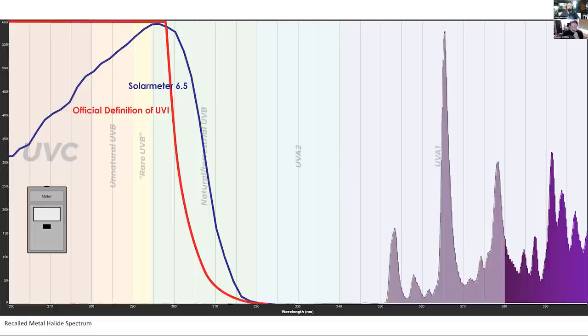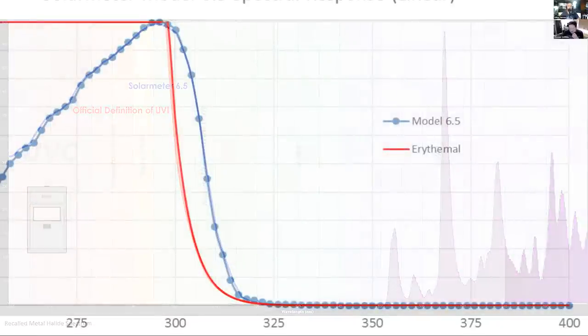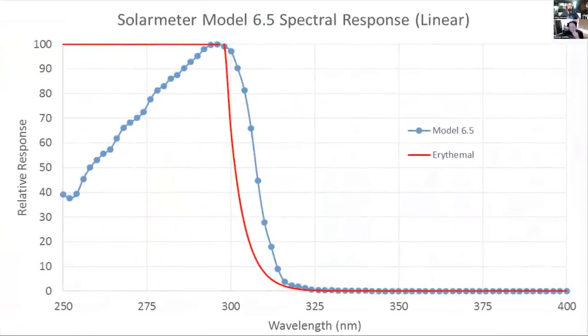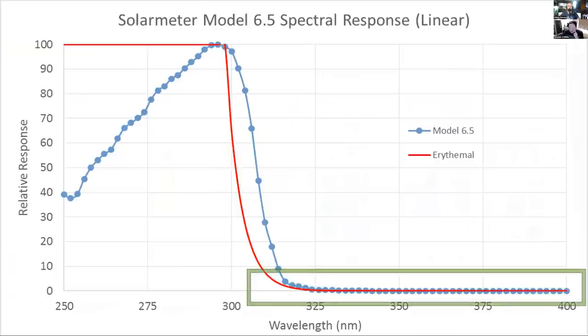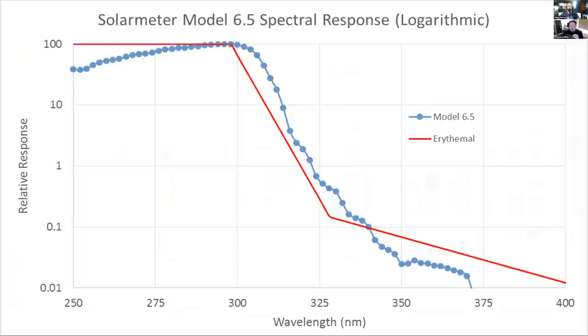And I've even lied a little bit on this graph, right? Because this is my rendition of the response of the SolarMeter 6.5. If you look at the official rendition, which is like this, I'll bring that in. You can see that there technically is activity all the way down to around 400 nanometers. So my graph doesn't necessarily show that, but this graph does. And you can zoom in on that really close.